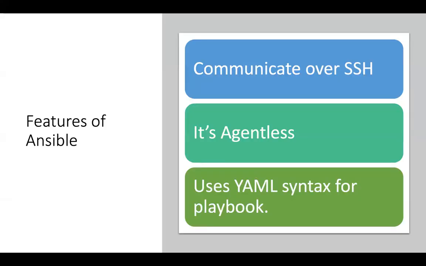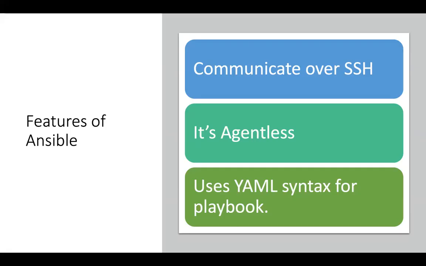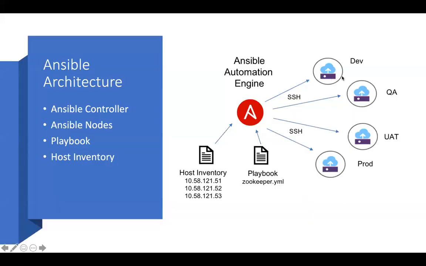Again, some features of Ansible: it communicates over SSH, and it's agentless. SSH is a very secure way of communicating because, in the real world, bad guys can intercept all your traffic along the way. That's why SSH is a very secure protocol for all those transfers. So again, it's agentless. Let me go a little bit back.